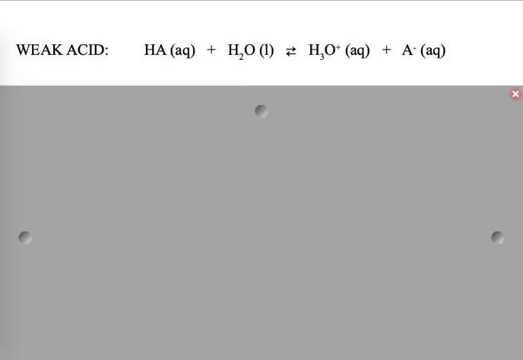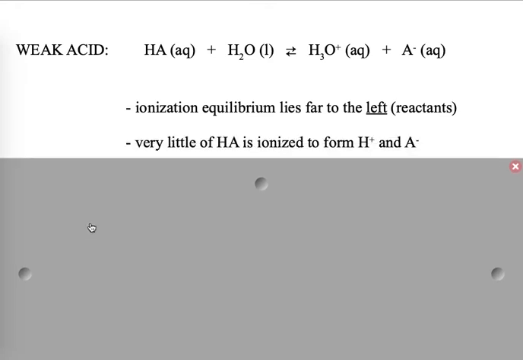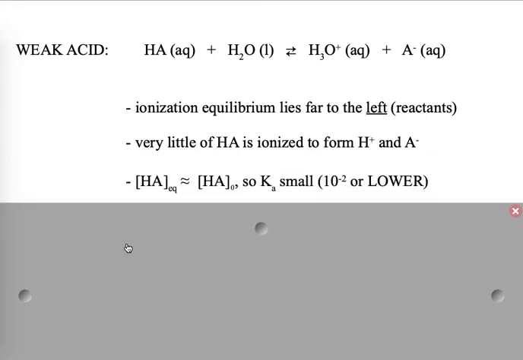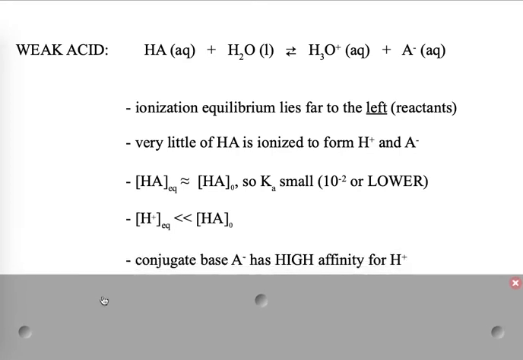On the other hand, for a weak acid ionization, the ionization equilibrium lies far to the left, meaning that the reactants are favored. Okay? At equilibrium, very little of the acid is ionized to form H+ and A-. The remaining equilibrium concentration of unionized acid is very close to the initial concentration of acid, so Ka is very small. Normally, the equilibrium constant for weak acid ionization is 10 to the negative second or smaller. The equilibrium concentration of H+ is much less than the initial concentration of acid.